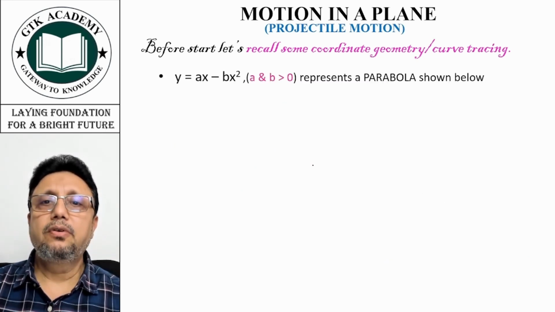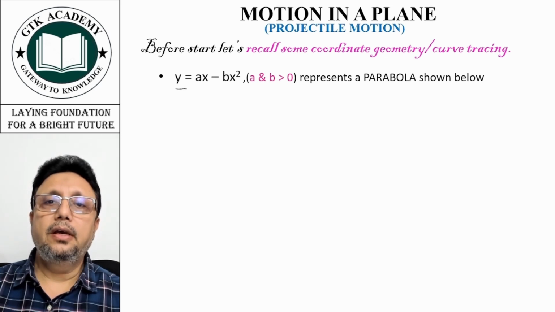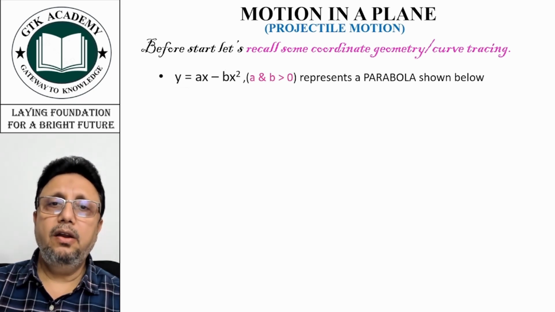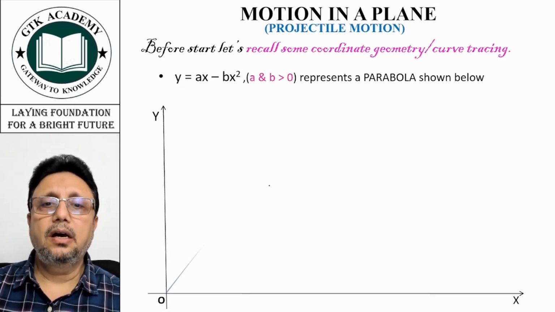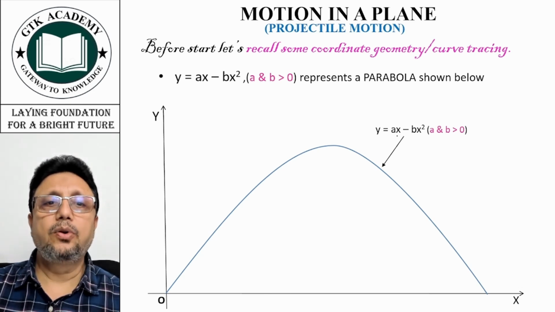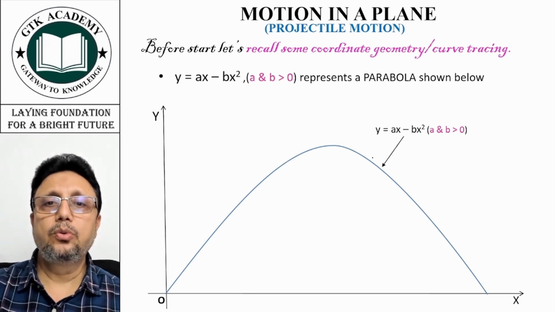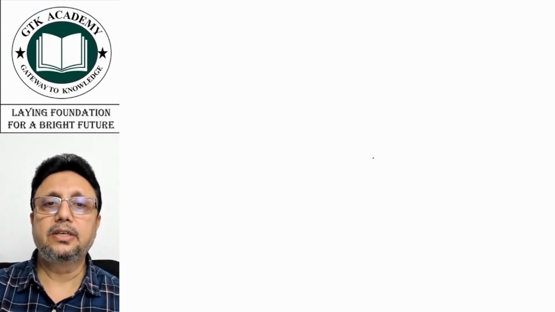Now if we have an equation like this, y is equal to ax minus bx square, where a and b are both positive. Again we have a negative term here. It is going to represent a parabola like this. y is equal to ax minus bx square. Now let me explain why it is going to represent a parabola like this.